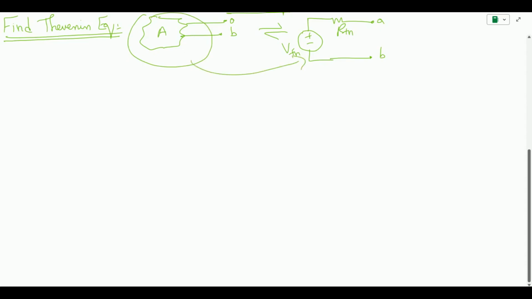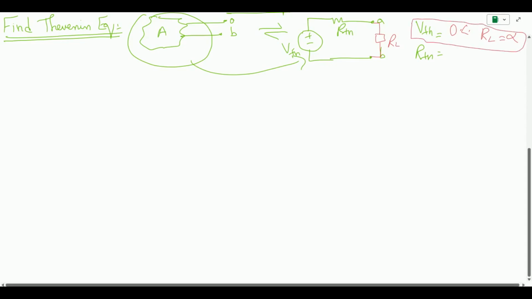Now, in order to find this V Thevenin and R Thevenin, we consider a criterion. To find V Thevenin, we assume that whatever load we connect to this terminal, let's say a load RL, has to be an open circuit connection, which means the resistance is very high. Since the resistance is very high, the voltage appears across this. So to find V Thevenin, we assume the load connected is an open circuit.